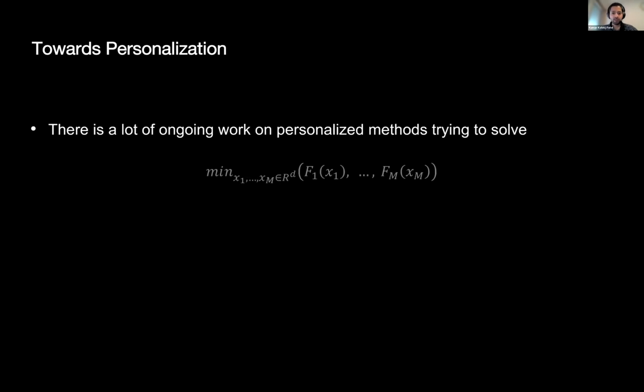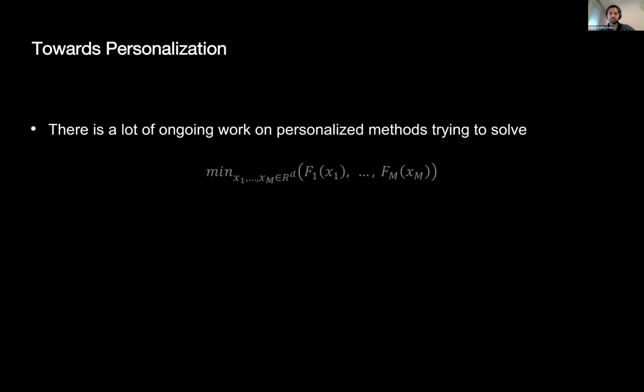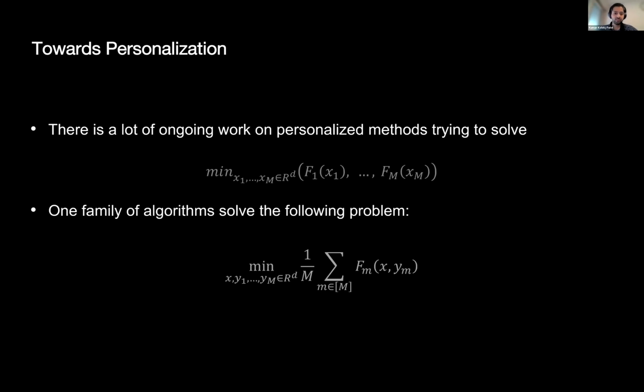And if heterogeneity is high, what should we do? Can we not benefit from collaboration at all, or is there a way to still benefit from collaboration? And this is where personalized federated learning comes into the picture, because here we are trying to personalize or benefit from collaboration while acknowledging that the data can be heterogeneous. So this is the inherent objective we are looking at. And one family of algorithms which do personalization is trying to optimize the following problem, where you have a model X, as well as you have models Y1 to Ym. And the Y model is the machine-specific model.